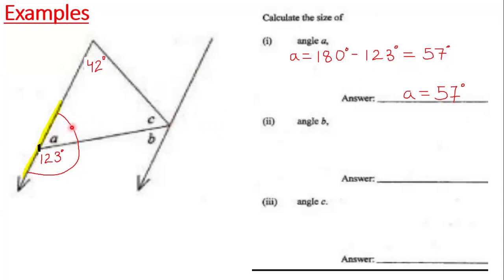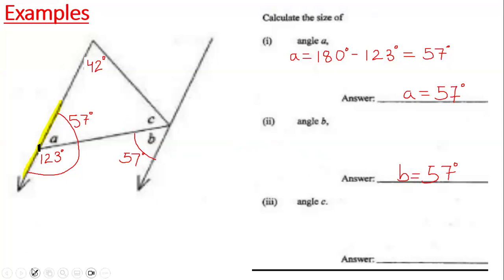All right, so we have angles on a straight line at a common point add up to 180 degrees. So we subtract 123 from 180. Now for B, if A is 57, what must B be equal to? B is 57 degrees as well. Why? What's the reason? Alternate angles are equal. So B is equal to 57 degrees. Again, the reason is alternate angles are equal.